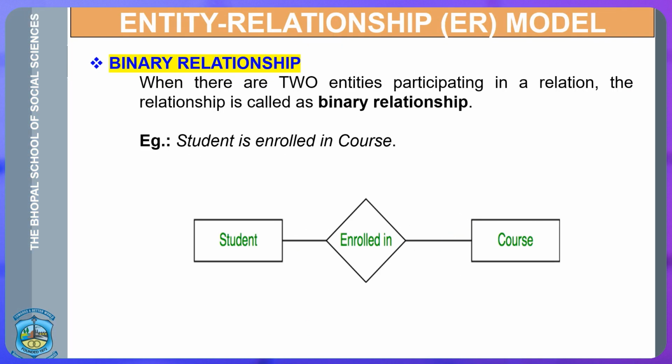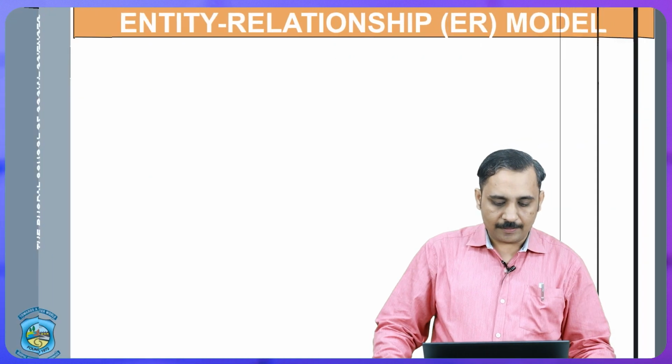Binary relationship. Here a student is enrolled in a course. So, we have two entities. The first one represents student, the second one is course. They are both linked together by an association which is called enrolled in. So, we have two entities involved, that is why it is called a binary relationship.